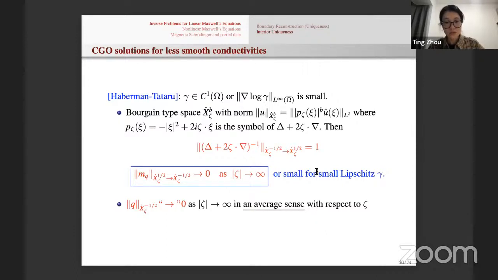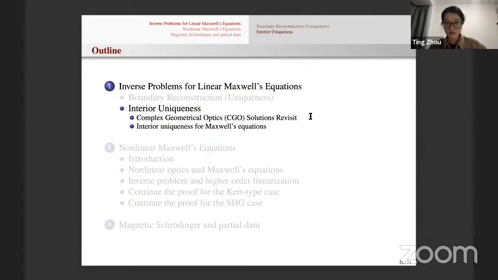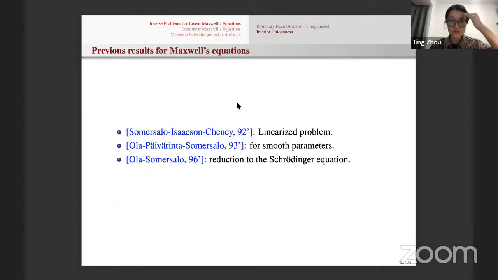So for the Maxwell's equation case, interior uniqueness for the inverse problem for Maxwell's equation. Let me first mention the previous result for the problem. It's basically a parallel development as the case for Calderon problem. Calderon introduced the linearized problem, and Somersalo, Isaacson and Cheney in 1992 solved the linearized problem, and later the nonlinear inverse problem.